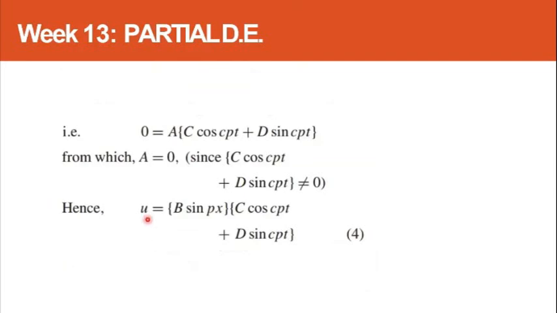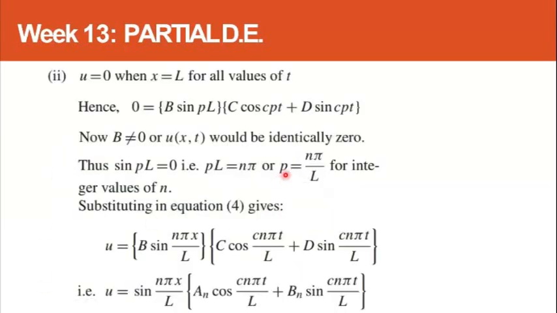So let's go back to equation 4. To recall again, the formula for equation 4 came from equation 3. And this equation 4 is the one we will use for our next equation. Again, for equation 4, we have u is equal to b sin(px) times c cos(cpt) plus d sin(cpt). Here, we just replace the value of p, which is n pi over L. So this is now our equation with the value of p replaced.